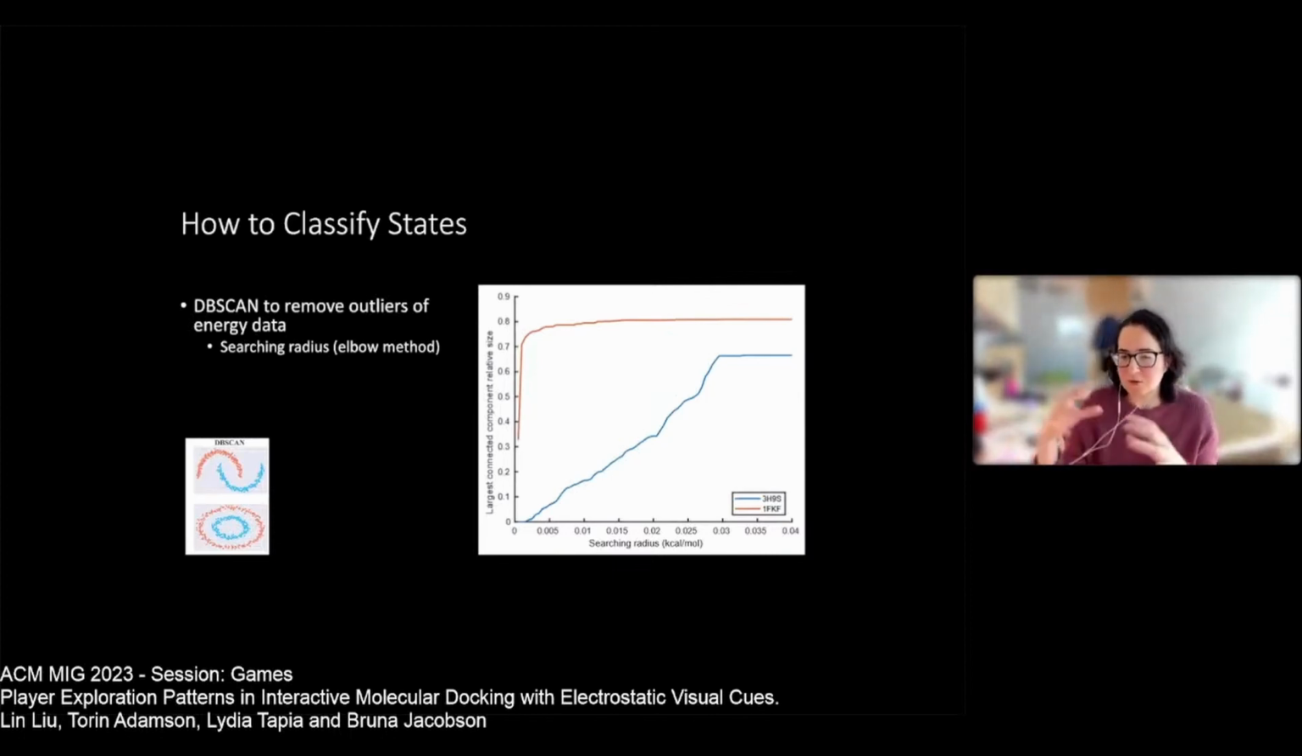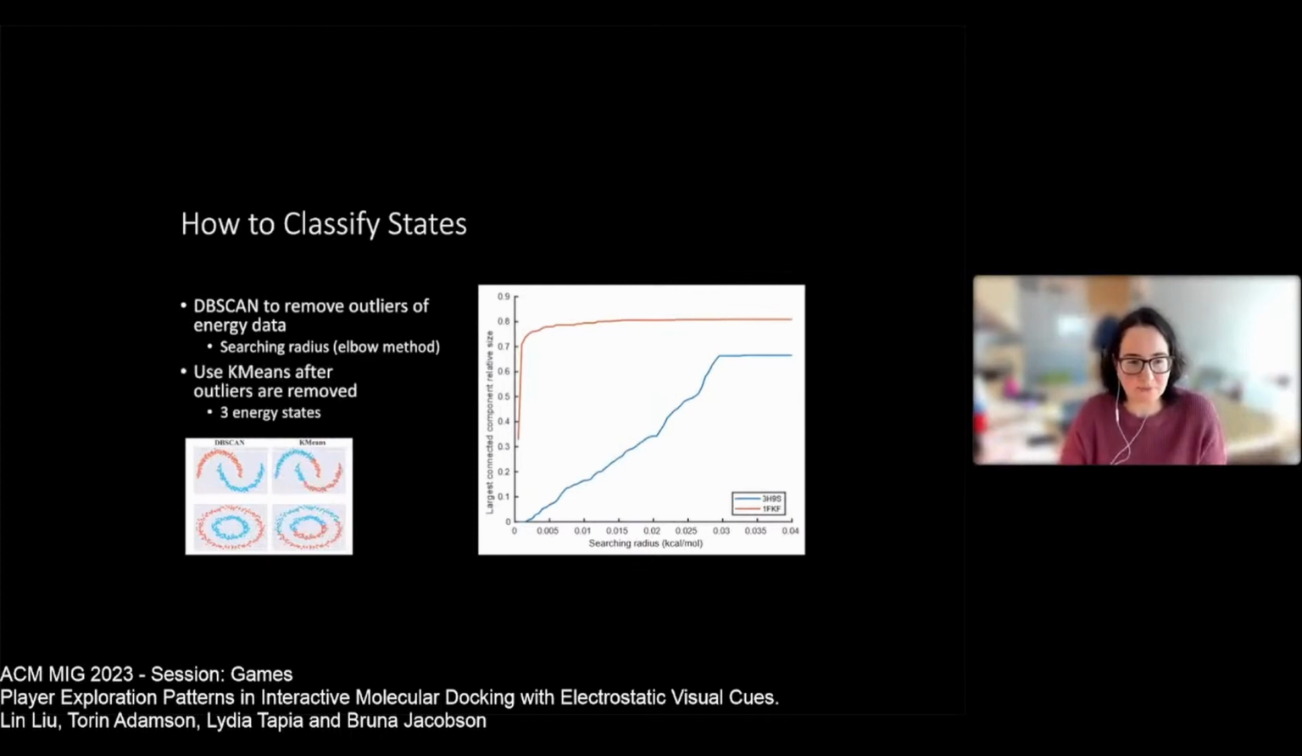As you increase the radius, more and more data points get clustered. At some point, you stop growing the cluster. The points that were not added to the cluster will be considered outliers, and we remove them from our state classification to find out where to draw the divisions between the states. Once we do that, the remaining points are used to classify the 3 energy states with k-means. K-means will divide the data into these 3 groups based on the values of the energy. And now we have 3 energy states that the system can be in.